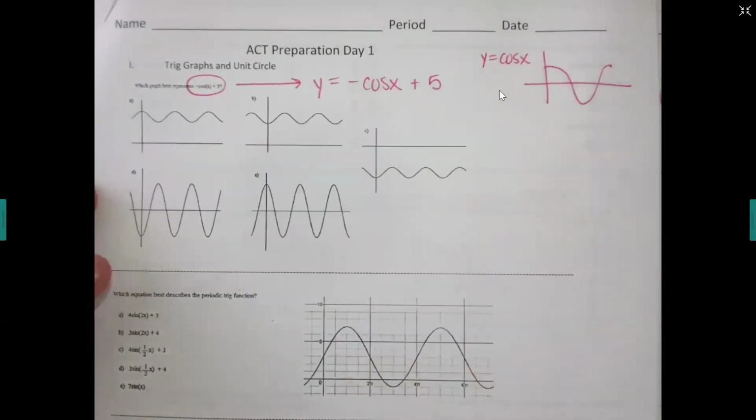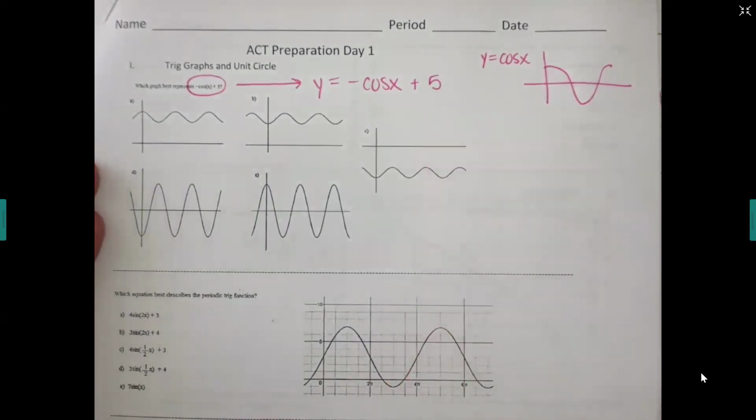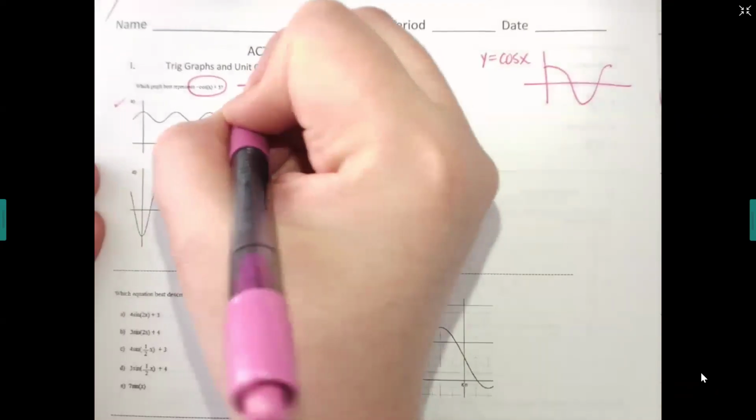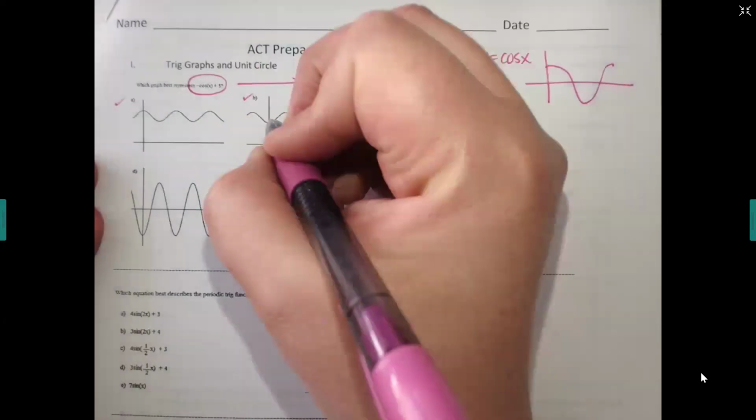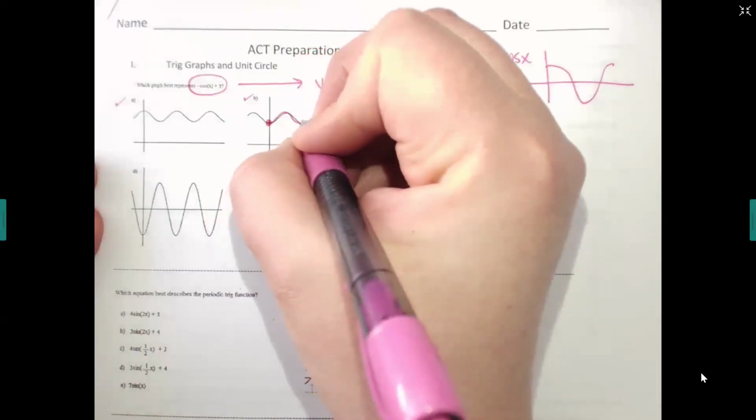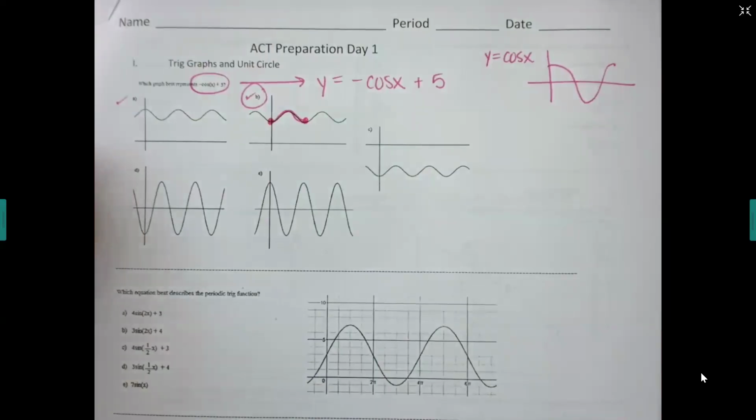So your normal cosine graph, if you don't remember, looks like this. Oh, you can't see that. Okay, normal cosine graph looks like this. So all you have to do is think about what changes the plus 5 and the negative are going to have on the graph. Well, we know the plus 5 is going to shift it up, which means it pretty much has to be one of these two. And then which one of those shows the cosine wave starting at the bottom instead of the top? Okay, notice your B here goes like that. So it would have to be answer choice B.